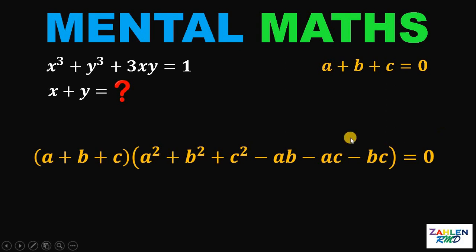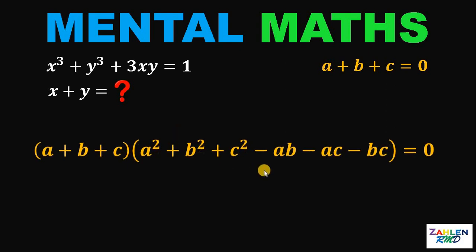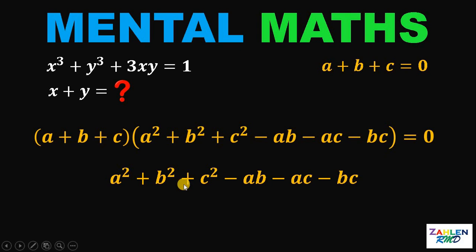But, if we can show that this expression, the second factor, cannot be equal to 0, thus, we can say that a plus b plus c must be equal to 0. Now, let's have this expression. We have a squared plus b squared plus c squared minus ab minus ac minus bc. Now, what we're going to do to this expression is to multiply all terms by 2.